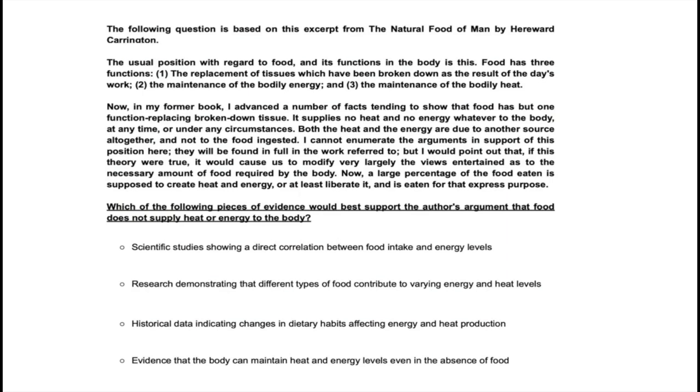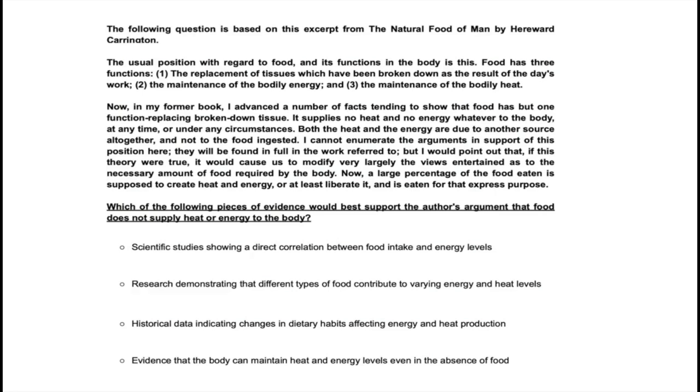But I would point out that if this theory were true, it would cause us to modify very largely the views entertained as to the necessary amount of food required by the body. Now, a large percentage of the food eaten is supposed to create heat and energy, or at least liberate it, and is eaten for that express purpose.